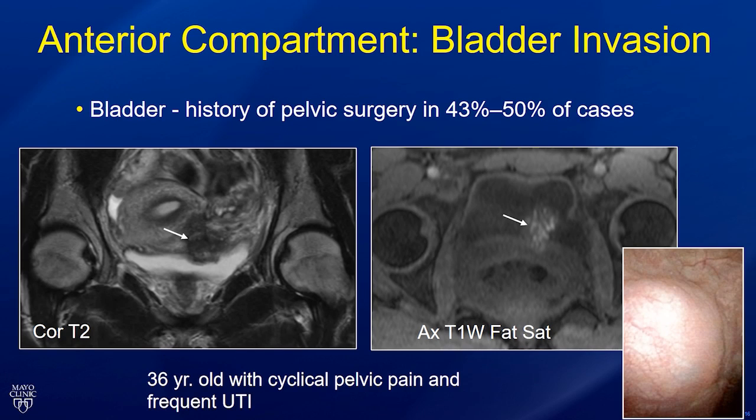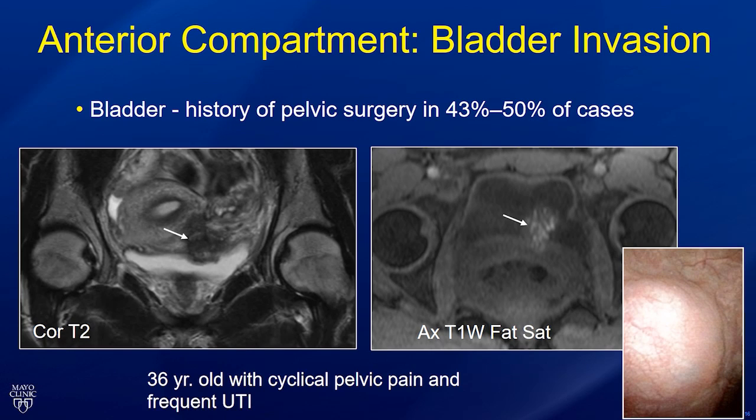So here's an example of bladder invasive endometriosis. You see this low in the vesicouterine space, this T2 hypointense lesion with T2 hyperintense foci, which have T1 hyperintensity, in keeping with hemorrhagic small glandular elements. And this is a 36-year-old female who presented with cyclic pelvic pain and frequent UTIs. In the bottom right-hand image, you see a cystoscopy image showing that there's a protrusion of this lesion into the urinary bladder.